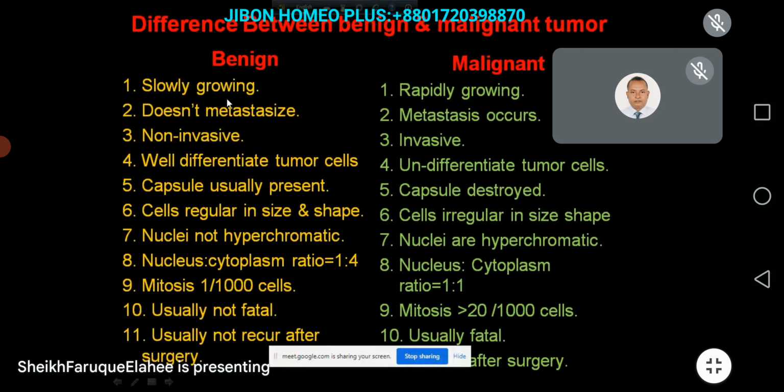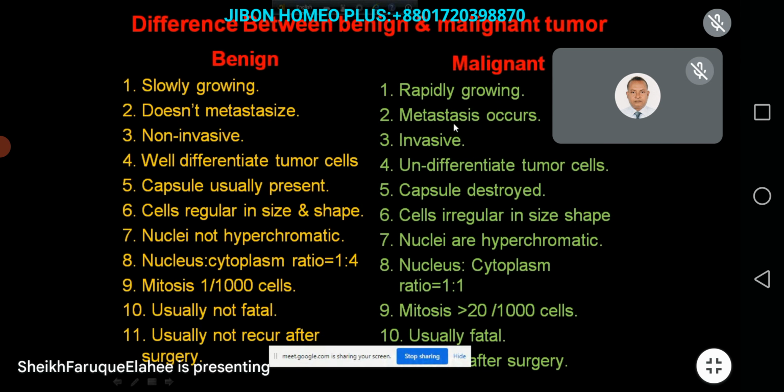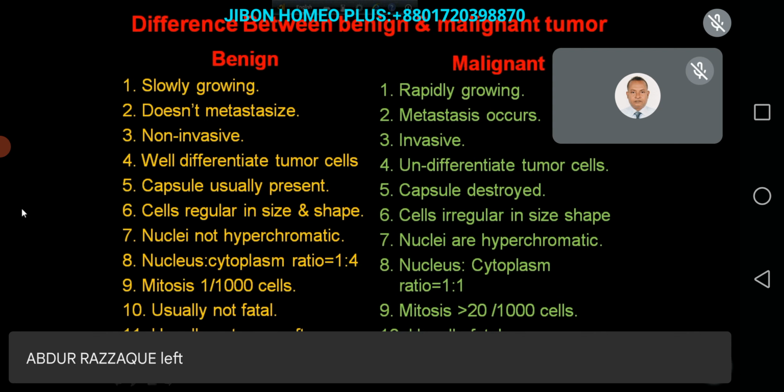Benign tumors are slow growing. The tumor will grow very slowly. But the malignant one will grow very rapidly. And benign will not metastasize. Metastasize means spread to other organs. Benign will never spread to other organs. But in case of malignancy, cancerous metastasis will occur, meaning this will spread to near as well as distal organs.